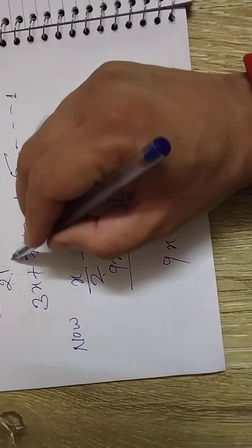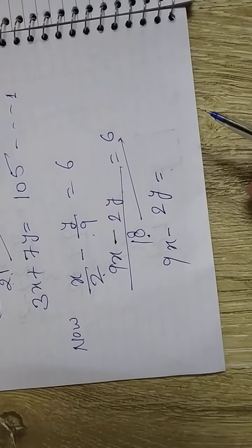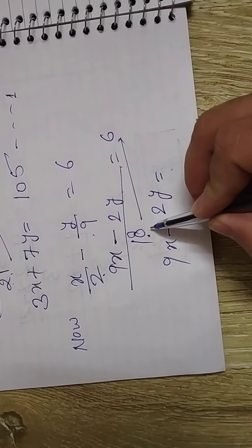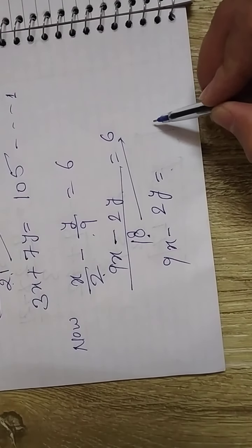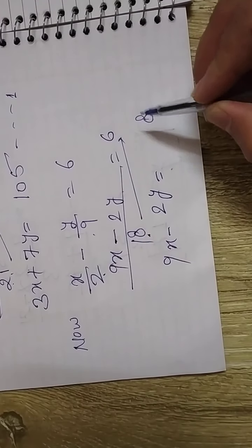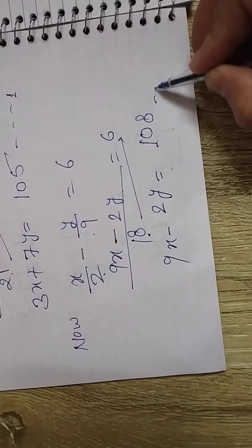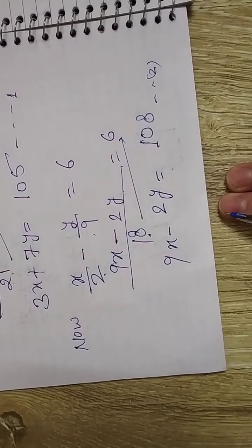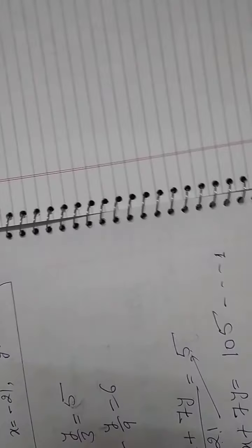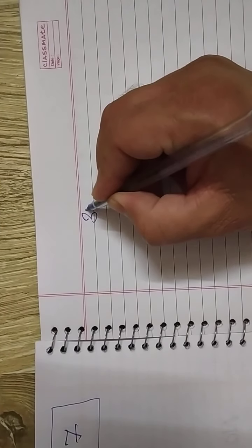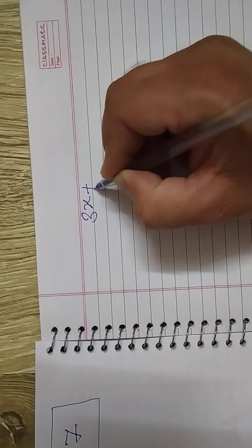21 multiplies in the same way. Here 18 multiplied by 6. So what will come? 18 times 6 is 108. This is equation number 2. Now we'll solve these two equations by substitution method. So I'll write both equations together.